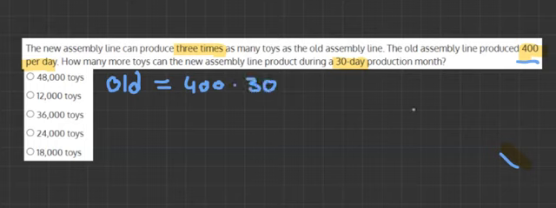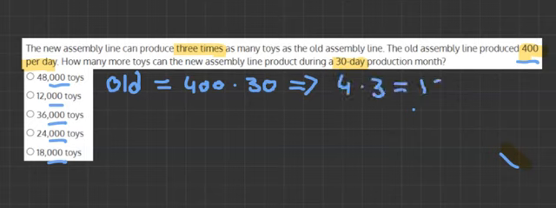Now we could do 400 multiplied by 30, but if we look at our answer options, we can see they all end in 3 zeros. And given this, we know it's going to be in the thousands, so we can actually remove the zeros from our equation. So instead of 400 multiplied by 30, we're just going to do 4 multiplied by 3, and this will equal 12.